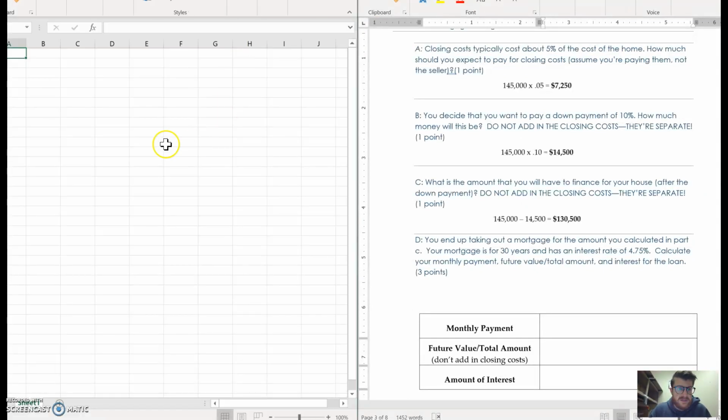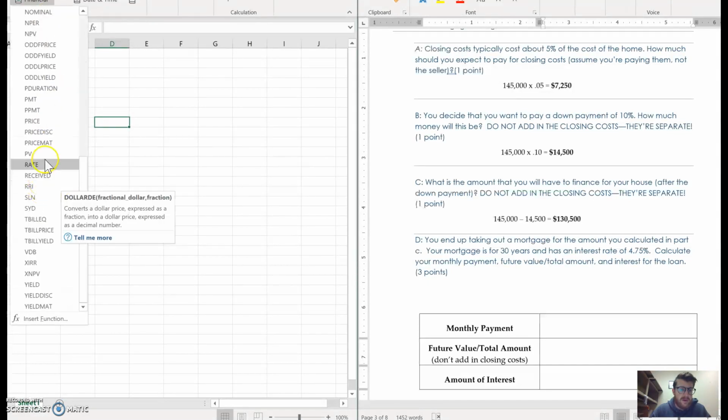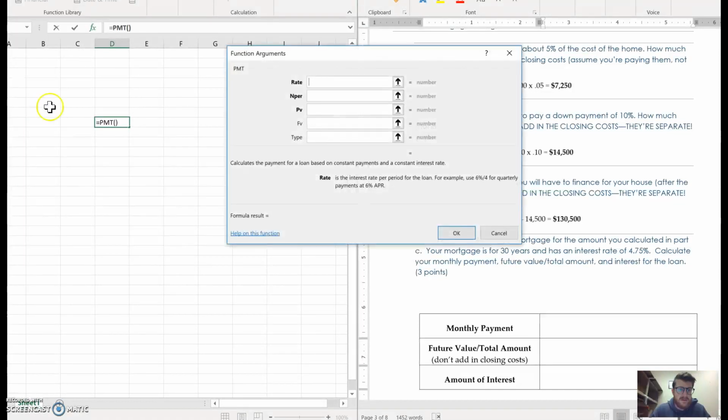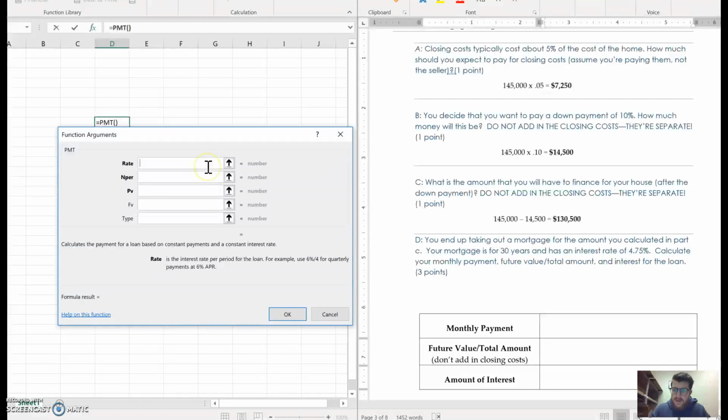And hopefully you can still see both screens. Okay. So you can't see this, but formulas, Financial, which is really hard to find right now. There we go. We want PMT. Here's the box we're going to fill in. So the rate is 4.75%. So 4.75%, make sure to include the percent sign.